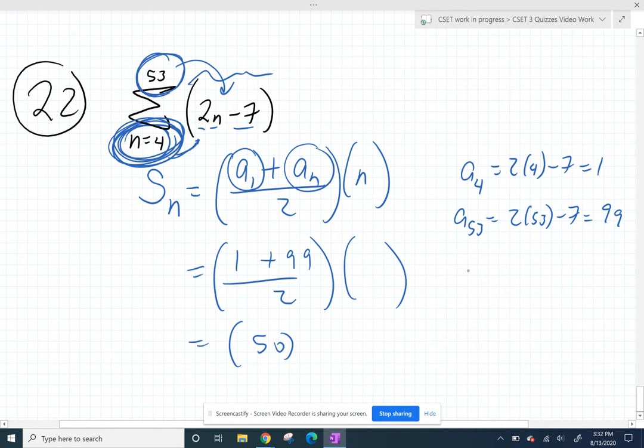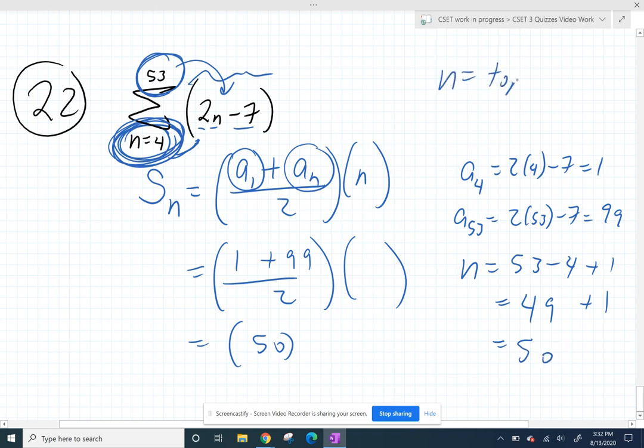Well, it's tempting to do 53 minus 4 and say 49 and be done, but there's always one more than you think. There's that tricky little plus 1. So the n is always going to be the top minus the bottom plus 1. If you were to count on your fingers 4th, 5th, 6th, all the way up to 53rd, you would have 50 terms there.